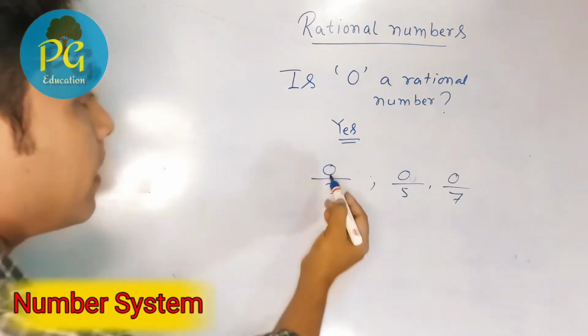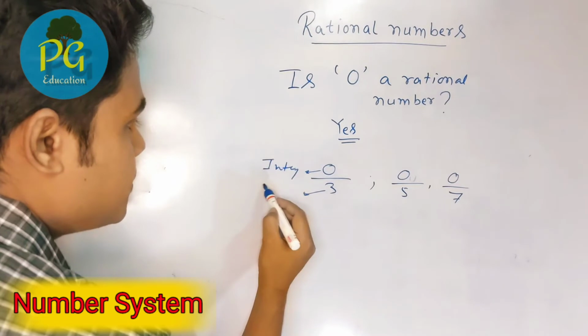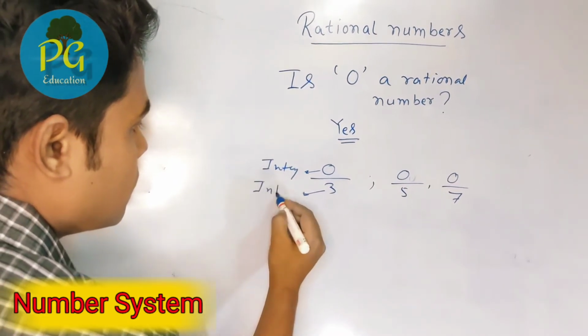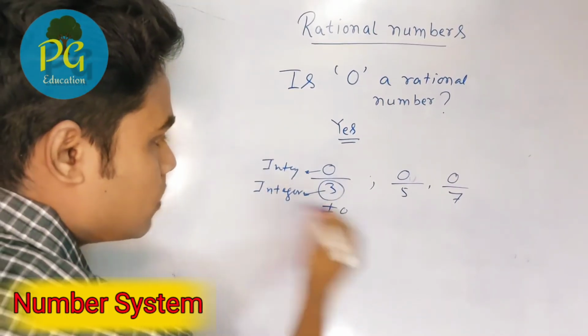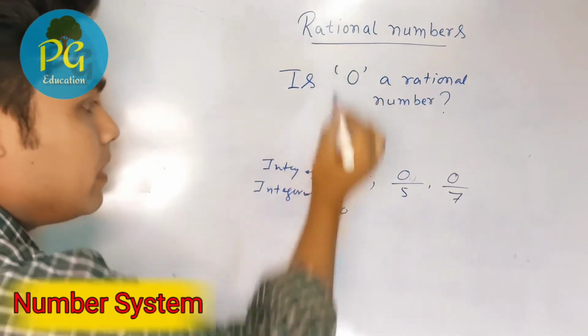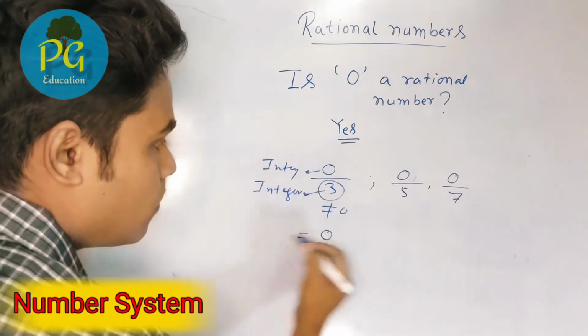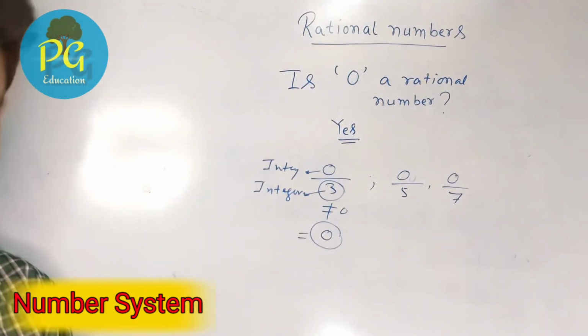Here you look, it is an integer, it is an integer, and this integer is not equal to 0, isn't it? So this is equal to 0. So 0 is a rational number. Understood?